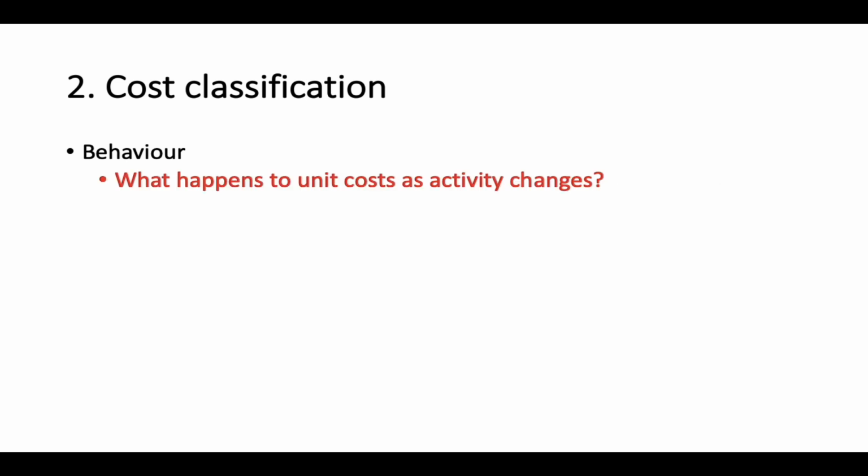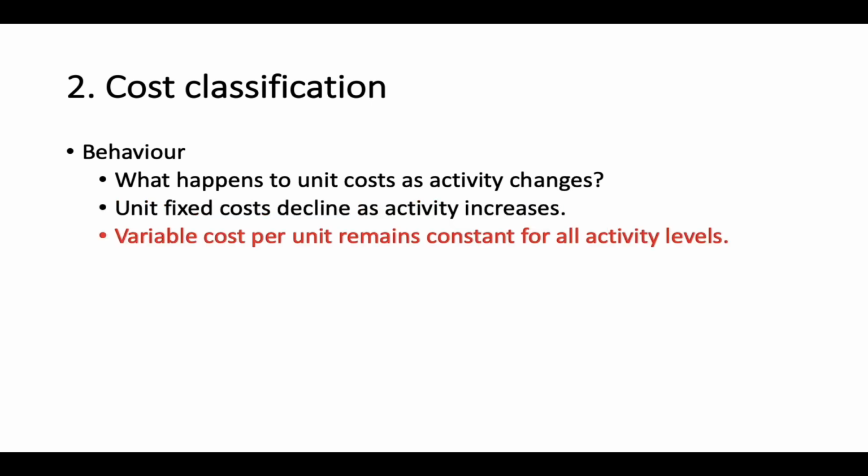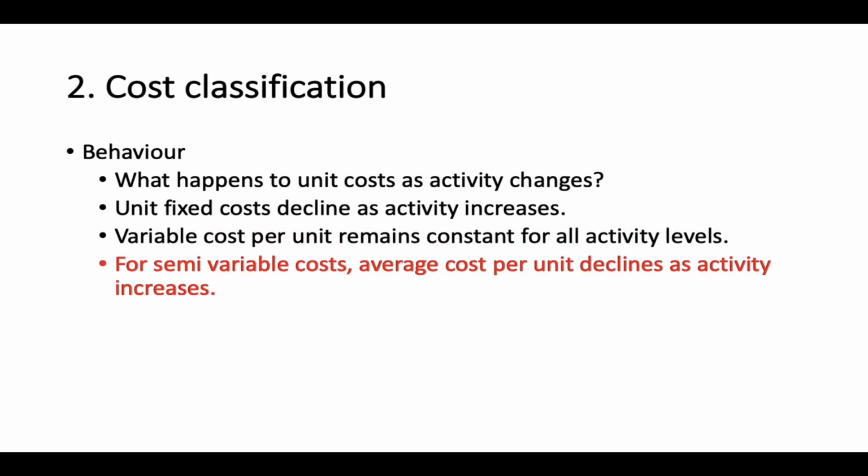When we are classifying costs by behavior, the question arises as to what happens to unit costs as activity changes. Unit fixed costs decline as activity increases. Variable cost per unit remains constant for all levels of activity. For semi-variable costs, average cost per unit declines as activity increases.